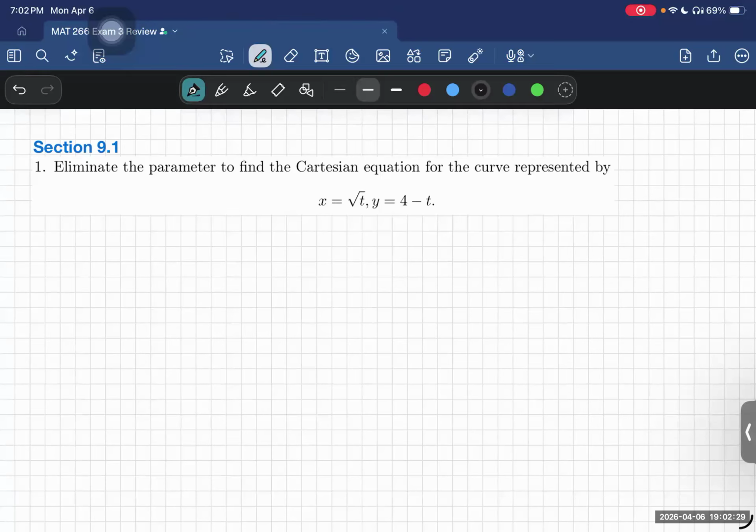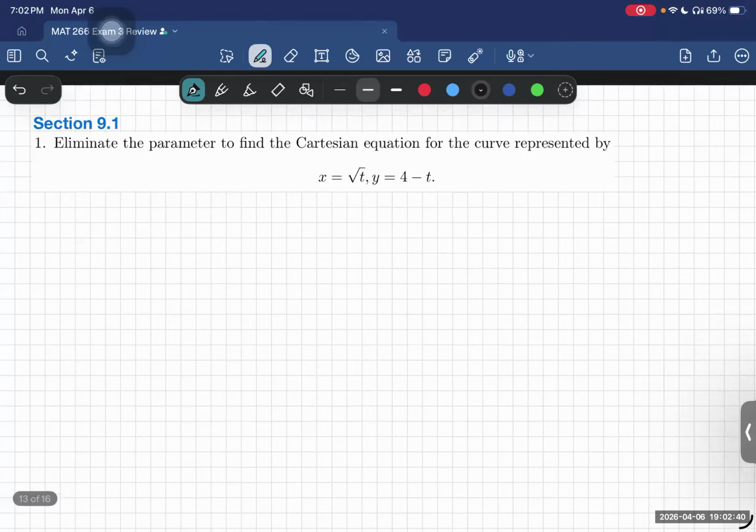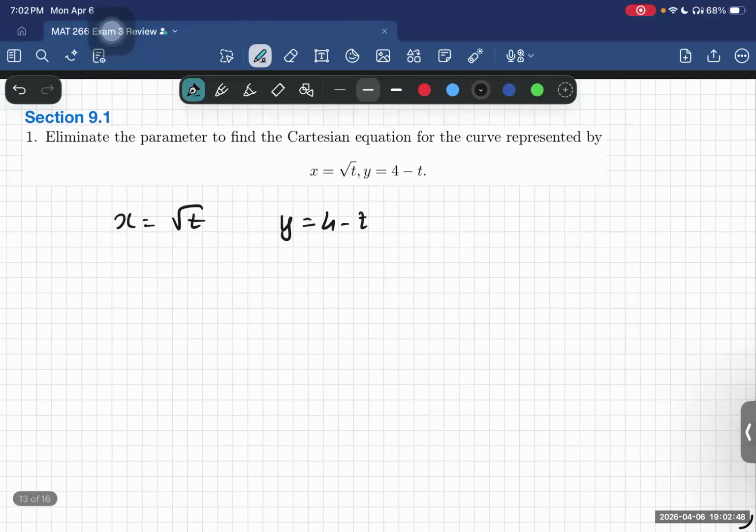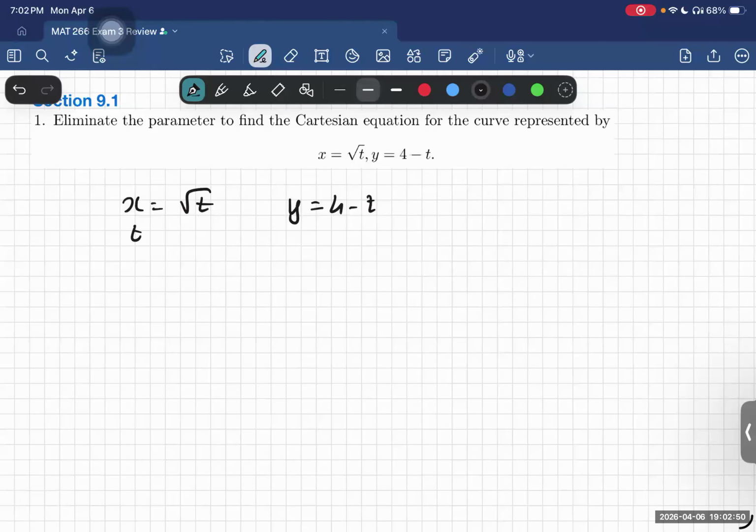So here we have to eliminate the parameter to find the Cartesian equation for the curve represented by x is equal to root t, y is equal to 4 minus t. Okay, so my x is equal to root t, y is 4 minus t. Okay, so from this I can see that my t is just x squared, and so my y will be 4 minus x squared. Right, I'm just using this value here.